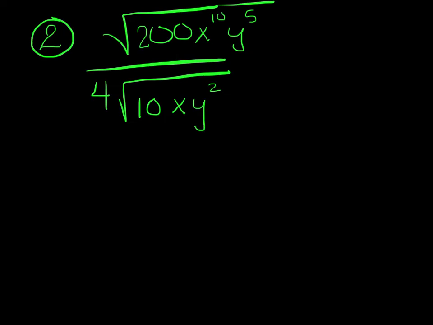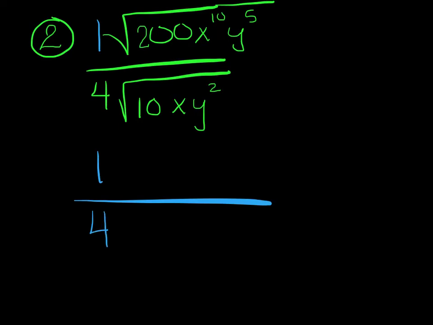All right, a very similar problem. The square root of 200 x to the 10th y to the 5th divided by 4 square root of 10xy squared. All right, so let's start outsides and insides. Outside, I have a 1 divided by 4. Well, all I'm going to do is leave it. I can't really simplify that at all.